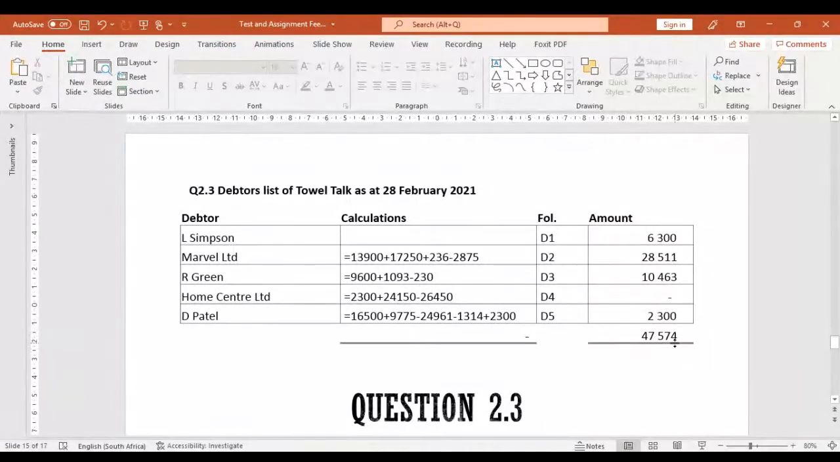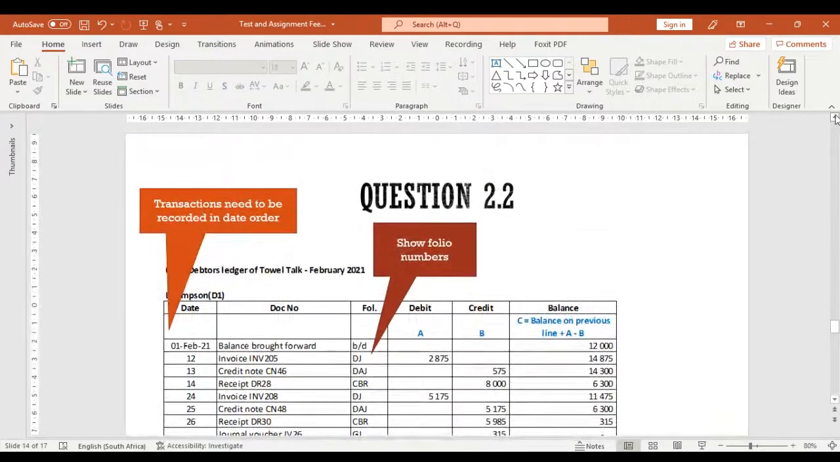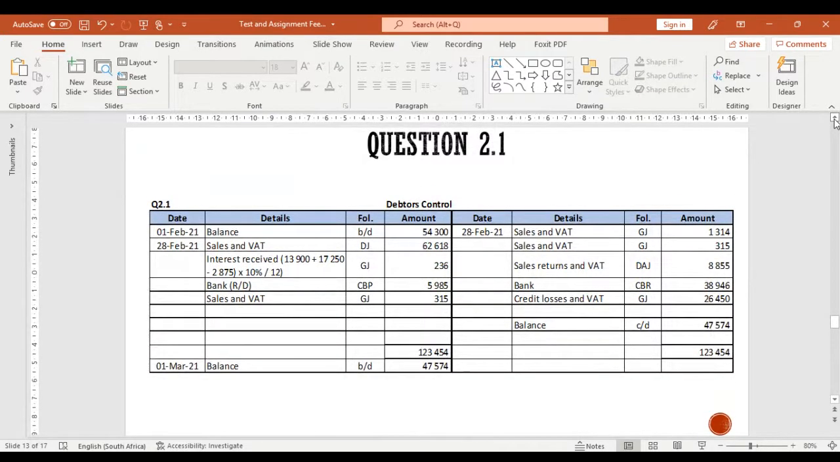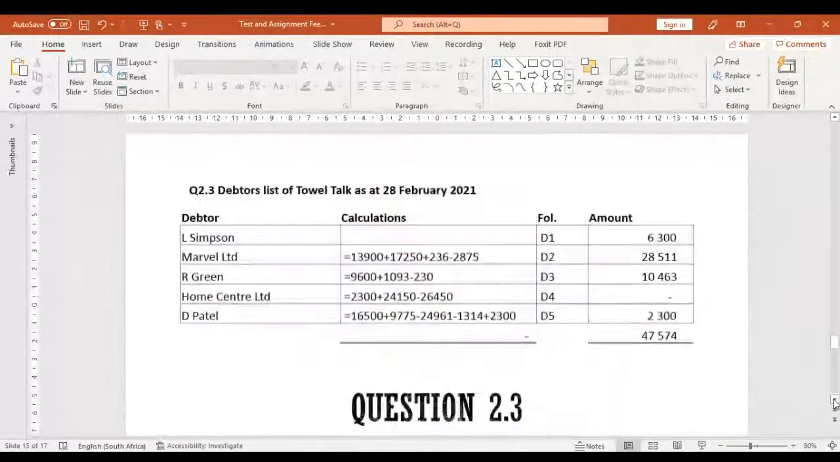Now that 47,574 should agree, let me just go back to the first slide, should have agreed to what you worked out in question 2.1. Then you know you have recorded everything in both the debtors control general ledger account as well as your debtors listing. Okay, so a lot of you forgot to put the total at the end, and then you lost that mark.